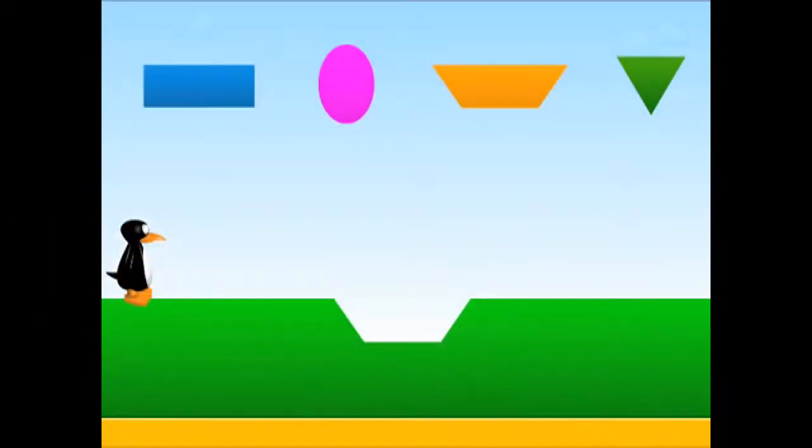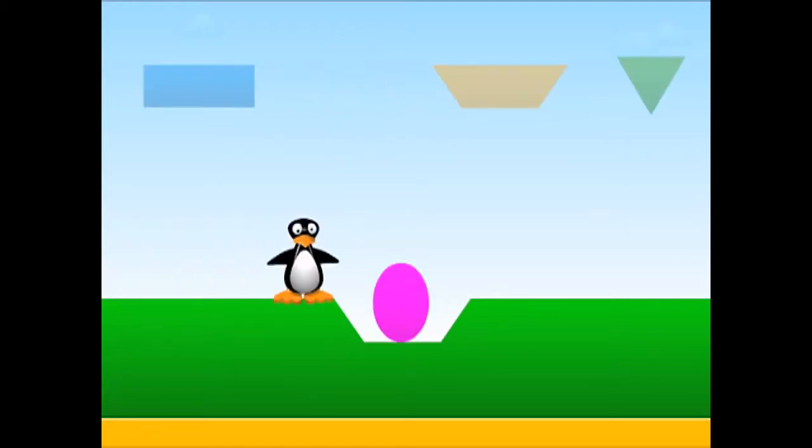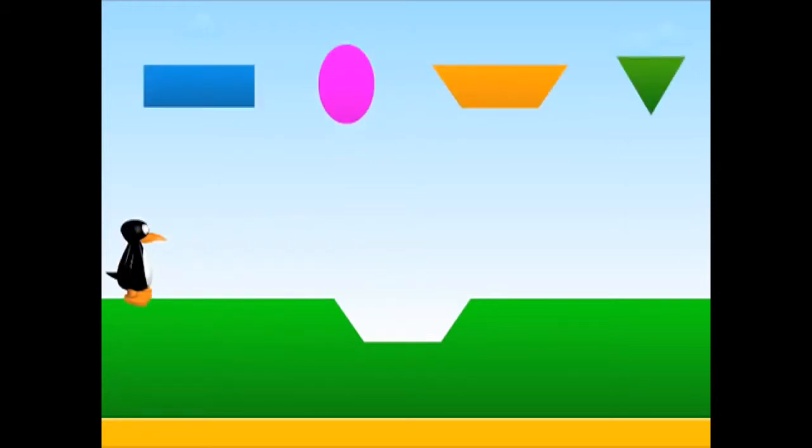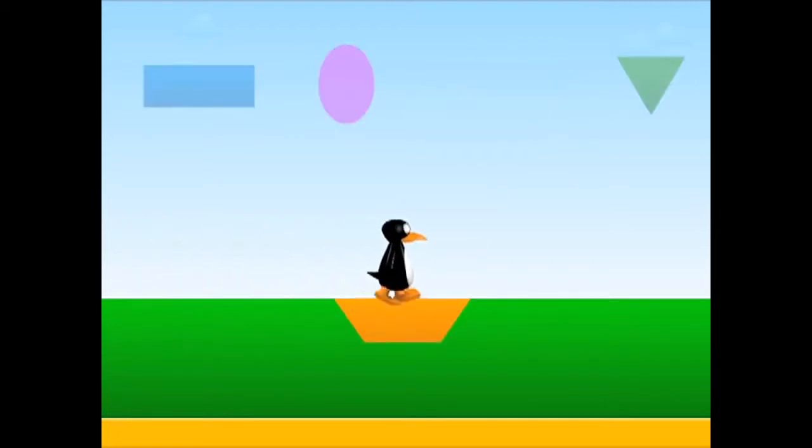But how do we tell students what to do without words? Here's one way. Interactive software with informative feedback. If you click on the wrong thing, it shows you why you were wrong. And when you click on the right thing, it shows you why you were right. And you can help a little penguin across the screen.